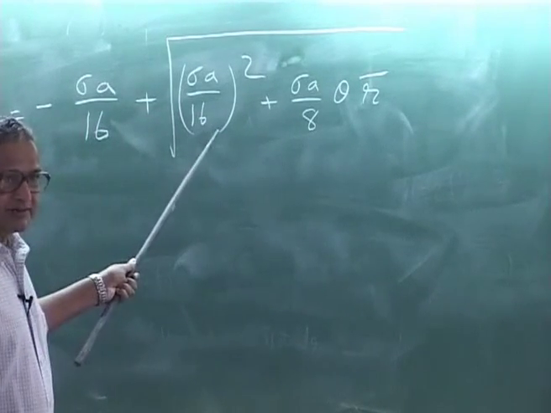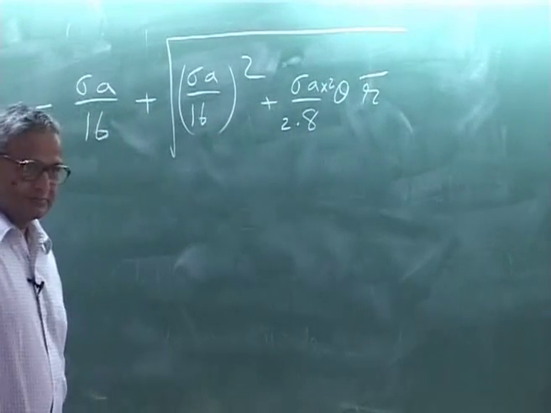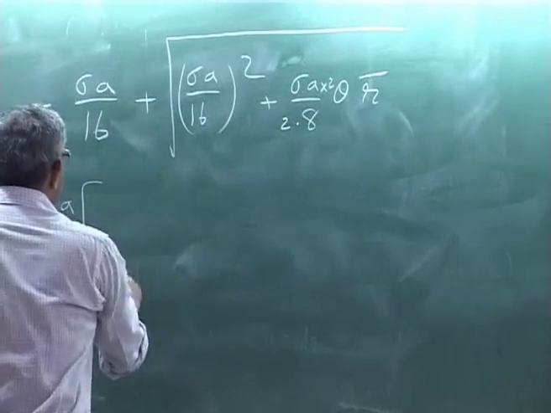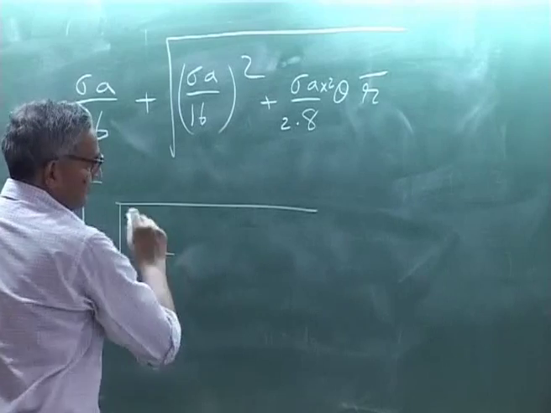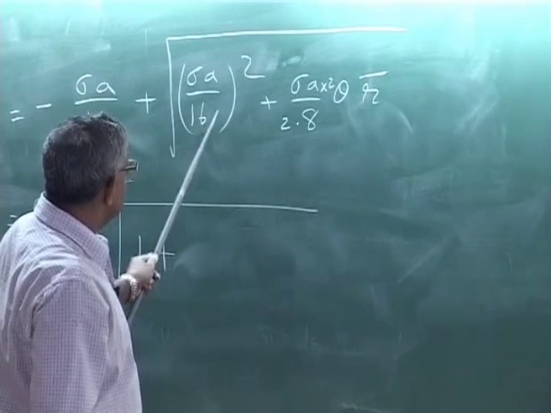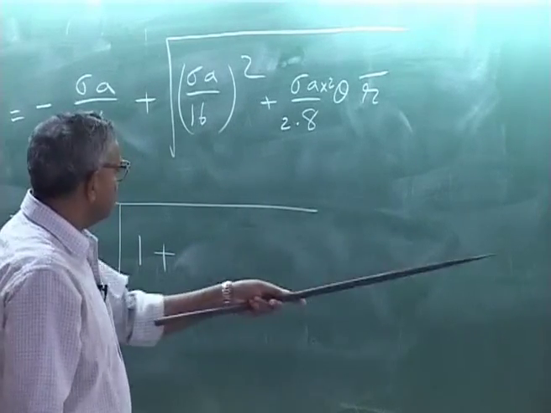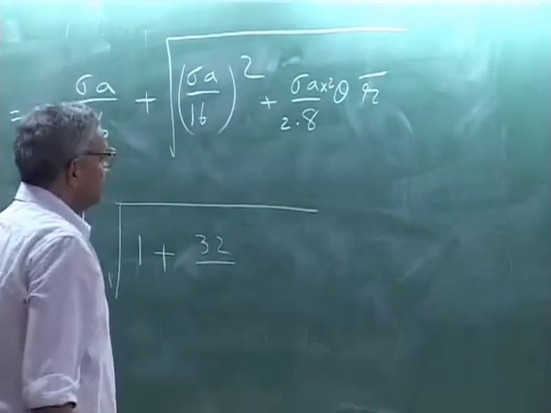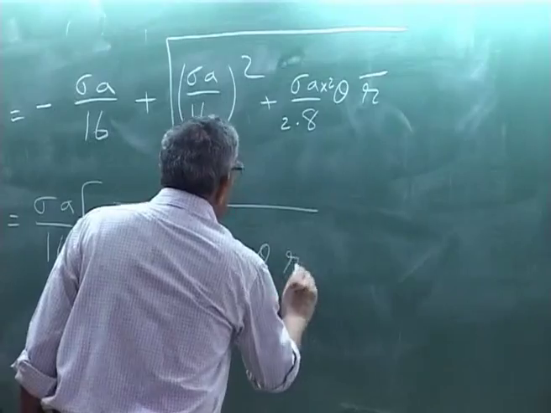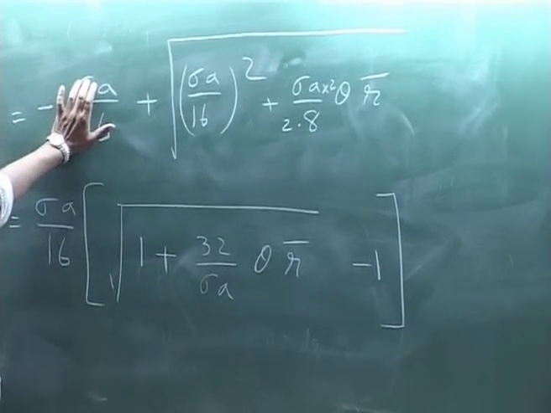Now, you take out sigma a over 16 outside, that means here you are essentially multiplying by 2. When you take it out, you will get, open a bracket, put this term first, this will be 1 plus, because sigma a over 2, what is that? When I take out square, I will be left with one more term. So, that term will become 32 over sigma a theta r bar minus 1, okay, because that minus 1 is the term.